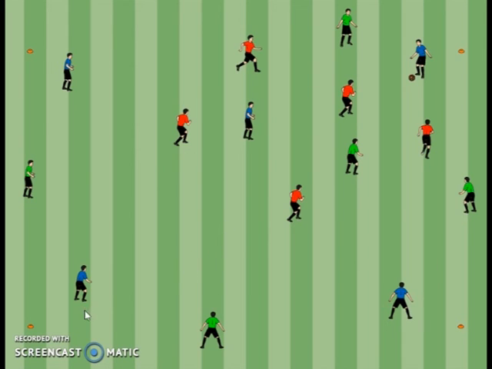I'm not sure if I talked about the dimensions, but about 40 by 30 yards is standard. You can make it slightly bigger or slightly smaller depending on the level of your players. Just make sure they're getting the appropriate level of challenge out of this.